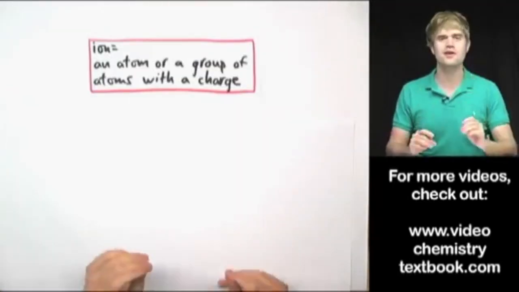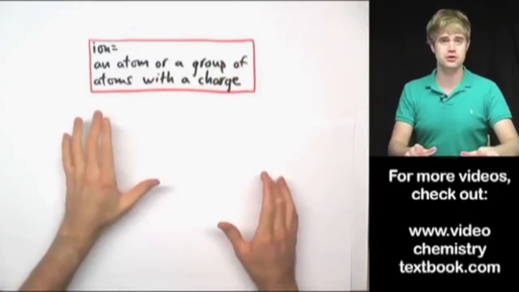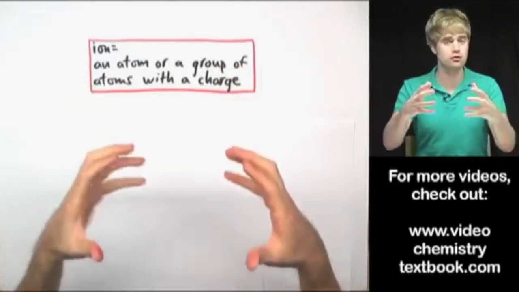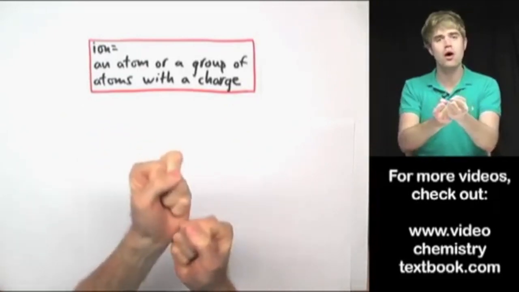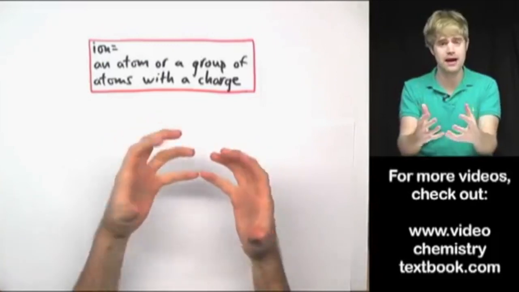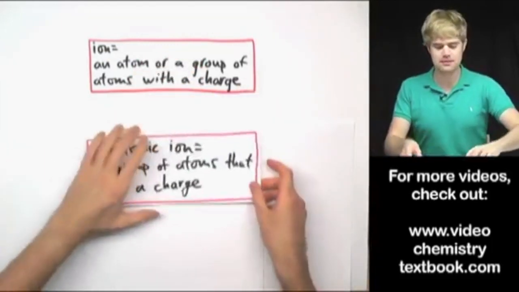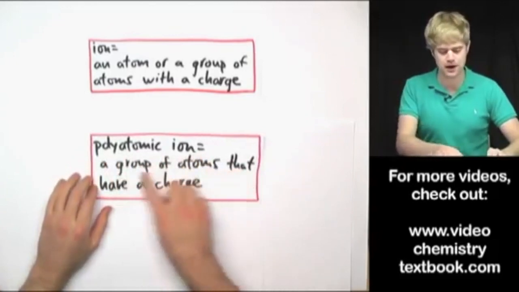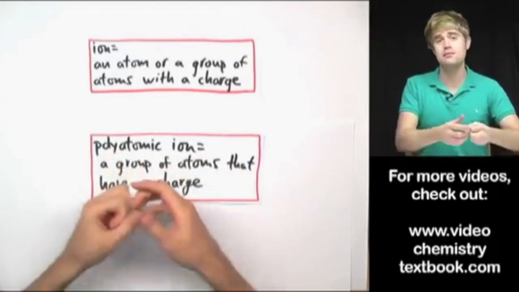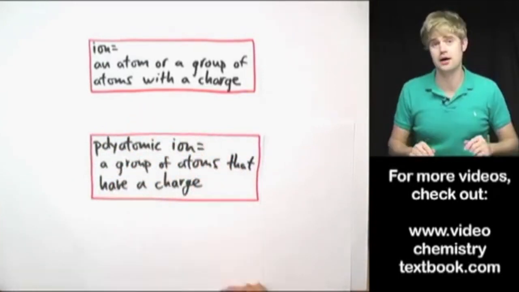Okay, there's one more thing that I want to mention. I've said that an ion is an atom or a group of atoms with a charge. I haven't said anything yet about the group of atoms. So more than one atom can come together, they can stick together and form a group or a clump, and then that whole clump of atoms has a charge. When this happens, we call it a polyatomic ion, a group of atoms that have a charge. Poly means many, and atomic, so you have many atoms together that form an ion.